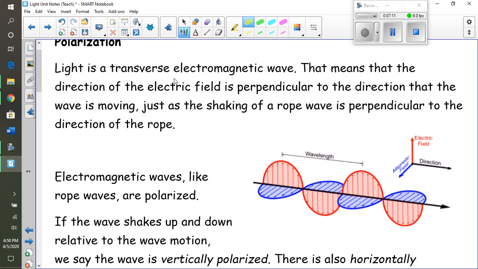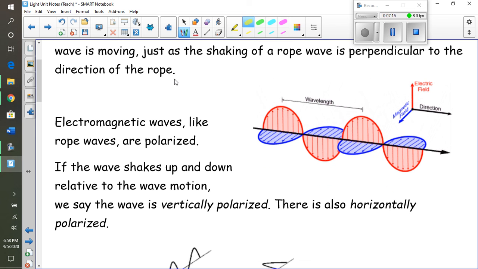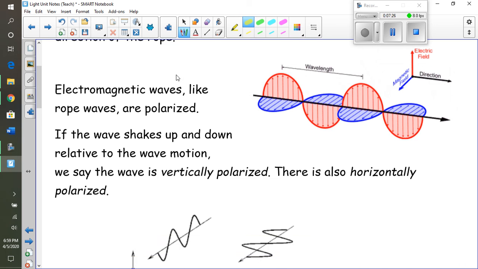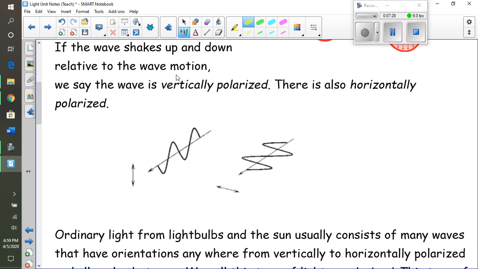The waves on the rope would be perpendicular to the direction of the rope. So electromagnetic waves, like rope, are polarized. If you shake them up and down, the relative motion, we say it's vertically polarized. If you shake it side to side, then it's horizontally polarized. So here's how we can kind of generalize this EM wave. It's either vertically polarized or horizontally polarized.